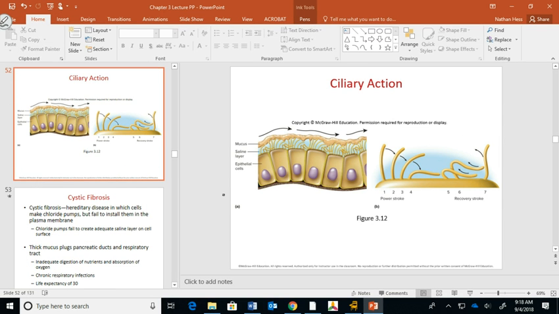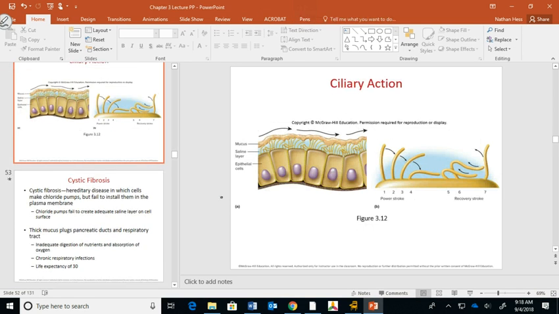Okay, and here's that cilia action. It's pushing, it's moving, and you see this mucus that's laying on top. These are good epithelial cells, simple columnar epithelial, pushing this mucus back up your respiratory tract.